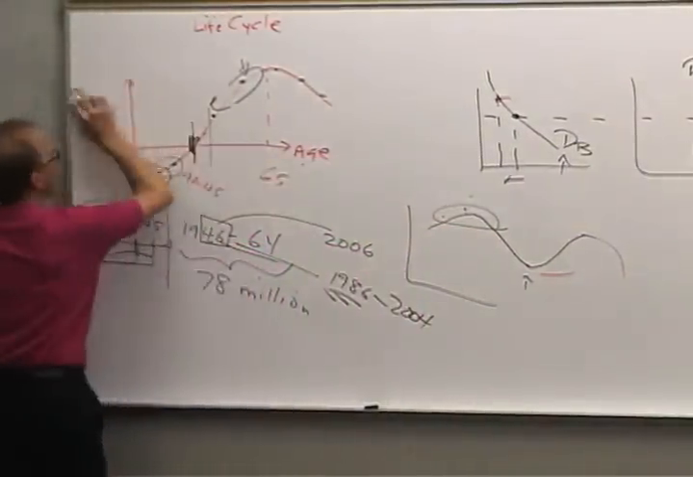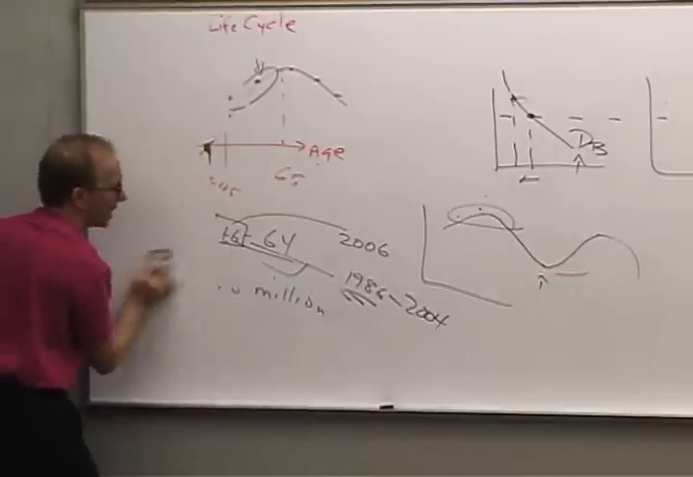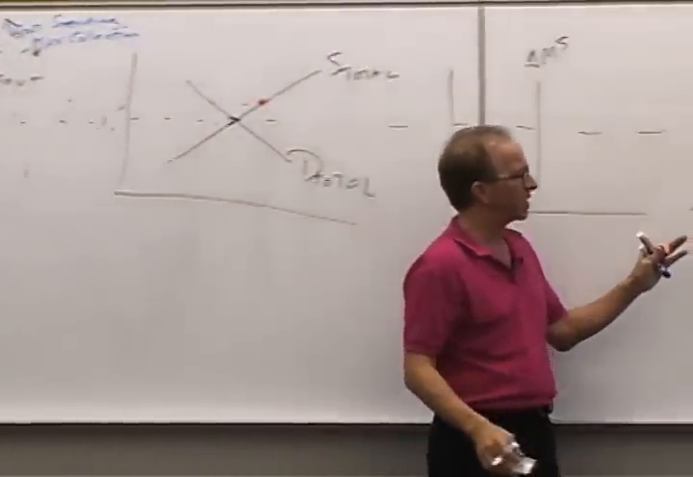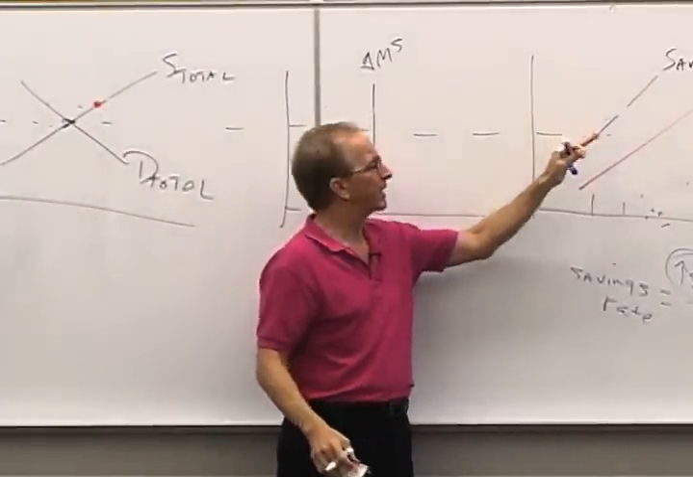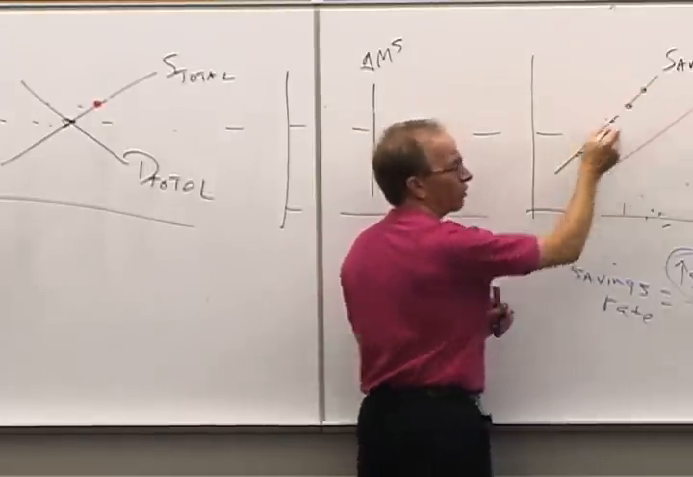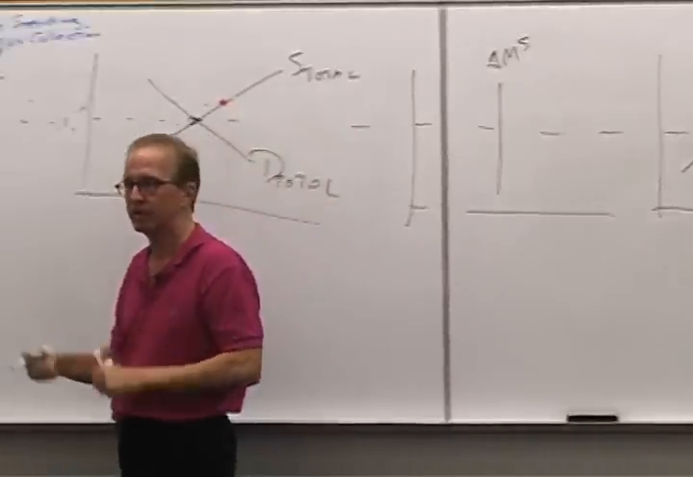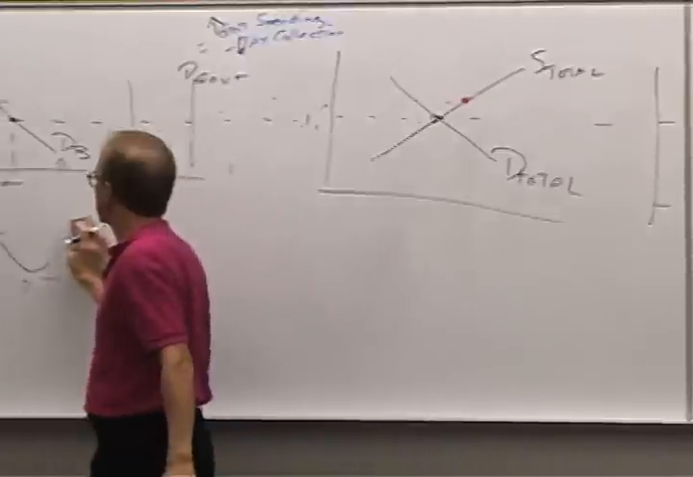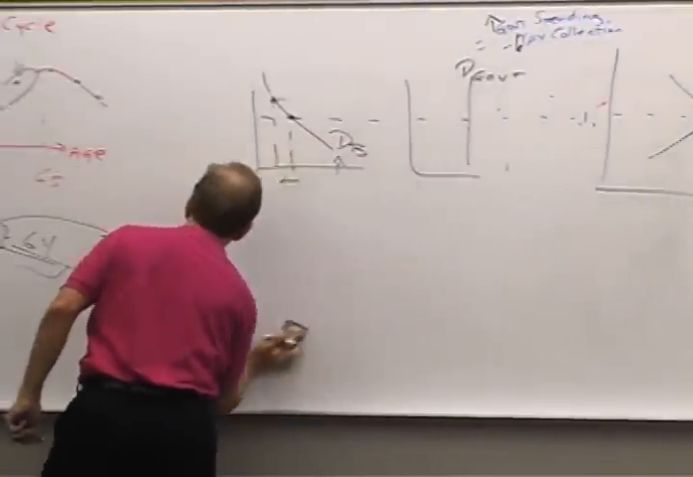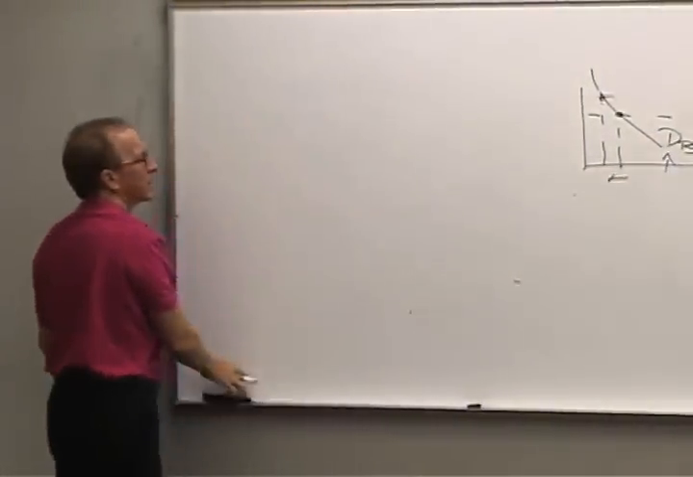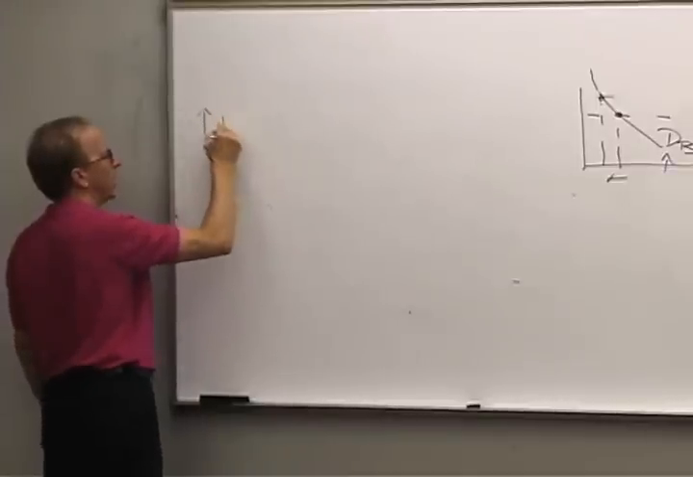What else can cause a lot of saving? By the way, here's not the answer. The answer is not interest rates go up, because the effect of interest rates is captured by this curve. It's got to be something other than interest rates that would affect saving. Here's a possibility. What would happen if there's an increased life expectancy?